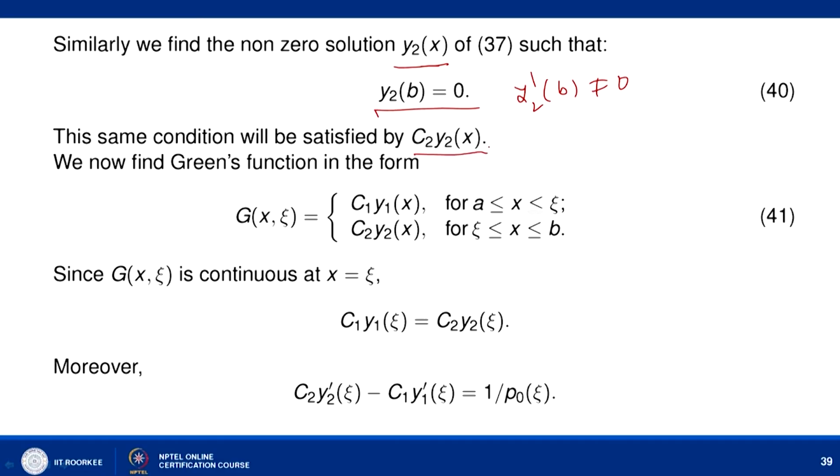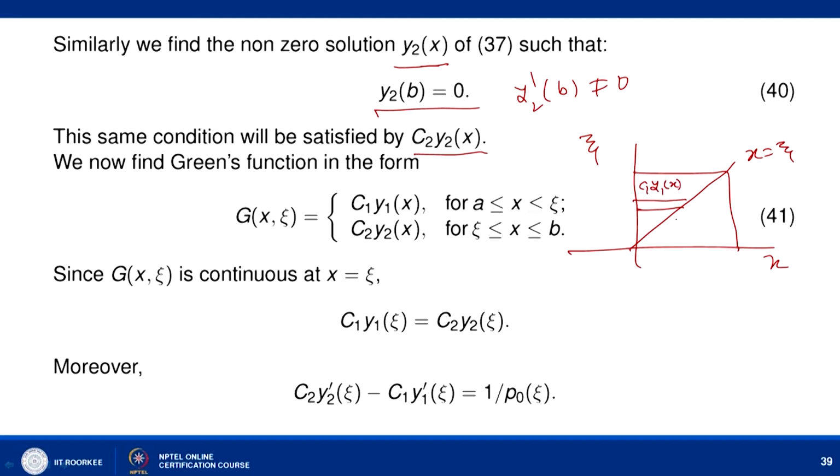So, now we propose our Green's function in the following form: g(x, xi) equal to c1 y1(x) for x from a to xi, and it is c2 y2(x) for x from xi to b. If you look at this, you have x and you have xi here, and let us write a to b here, this is x equal to xi here. So, for x from a to xi you have c1 y1(x), and here you have c2 y2(x).